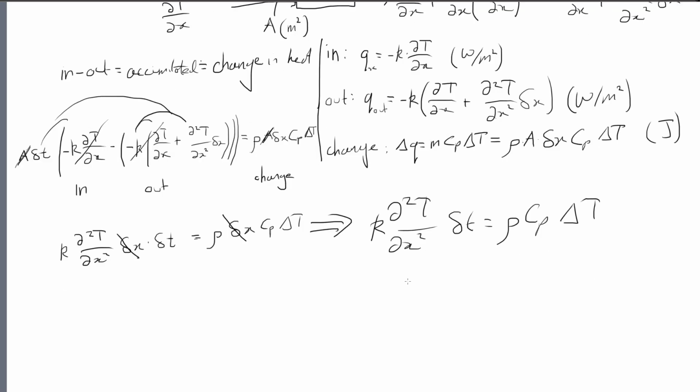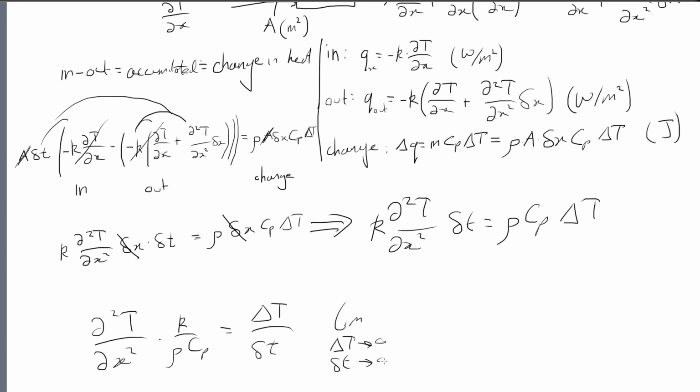Now, what I'm going to do is group k, rho, and Cp onto one side, and group delta T and small delta t on the other. So what we're going to get is d2T by dx squared multiplied by the terms that we've grouped, and that's going to equal our delta in temperature divided by some small change in time, delta t. And what we can do now is take the limit as delta T and small delta t go to 0.